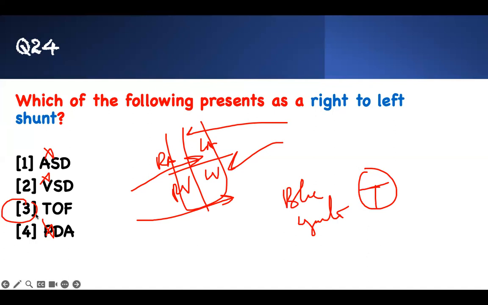They are all right to left because the lung is not matured and blood is not going to the left atrium, left ventricle anymore. So what will happen is it shunts from the right side to the left side, and then you go to the systemic circulation. It has not gone to the lung, and the kid is turning blue. So this is the right answer.